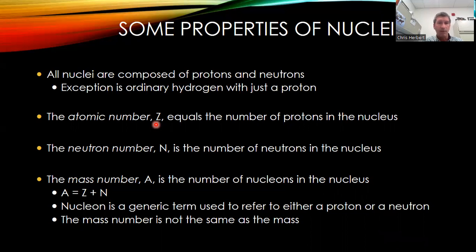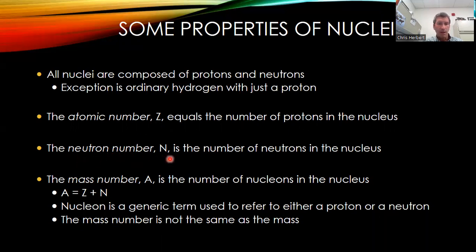So the atomic number Z equals the number of protons in the nucleus, and basically defines what element we're dealing with. All hydrogen has 1 proton. All helium has 2 protons. Lithium, 3 protons. Carbon, 6 protons. So Z defines the number of protons and therefore how it's going to chemically interact with other elements.